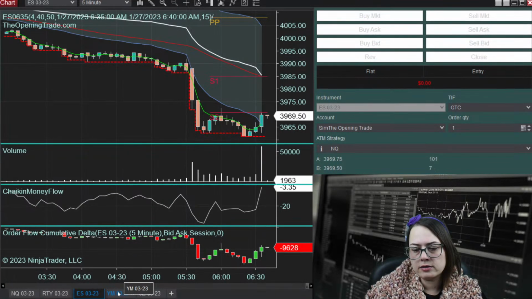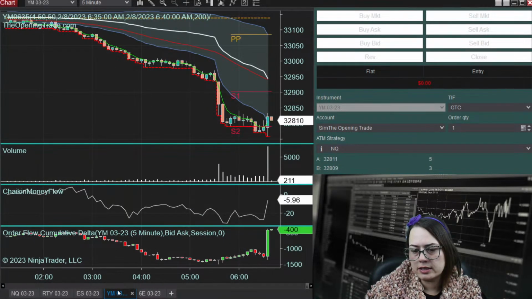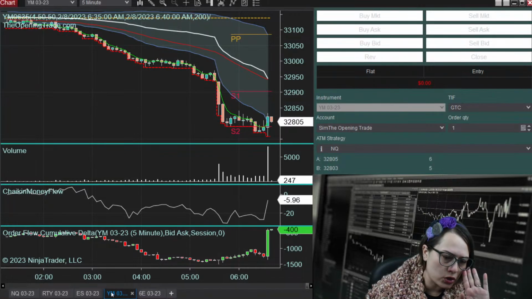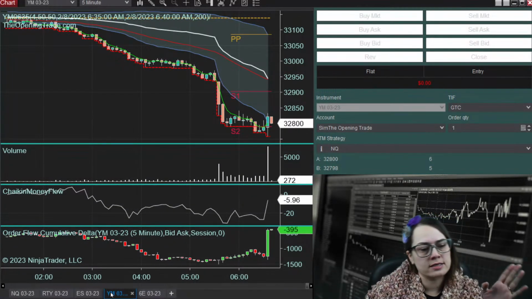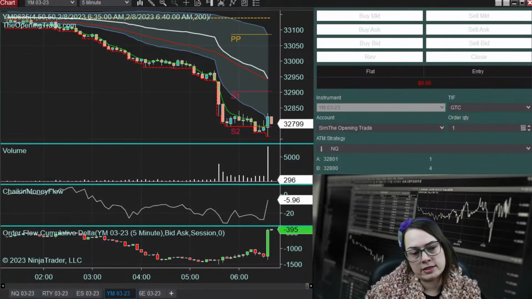So that does happen. The indicators were not there, so no trading systems fired off today, which is totally fine.